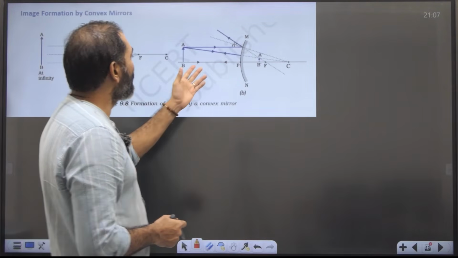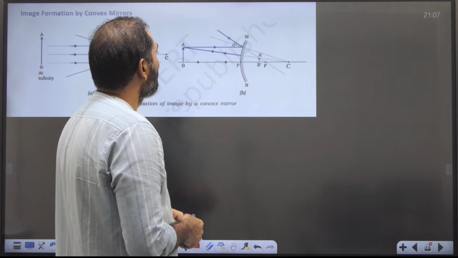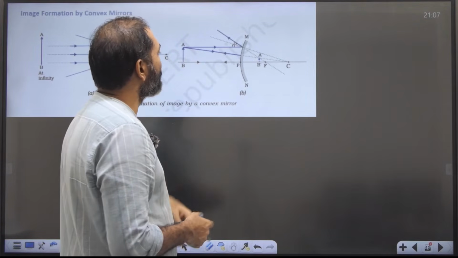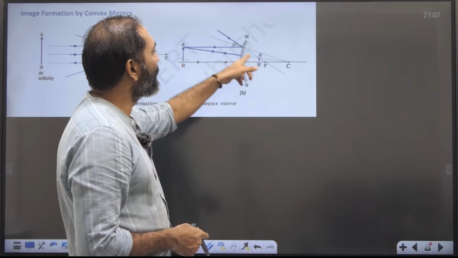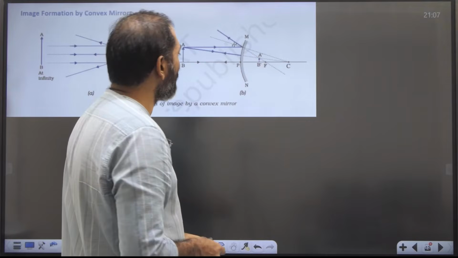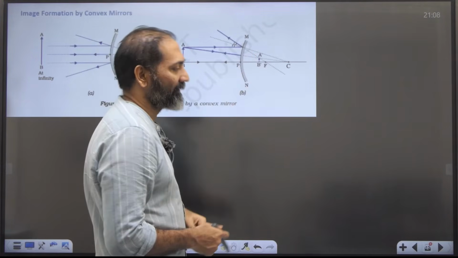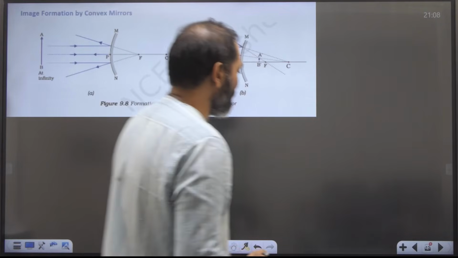Now, what happens in this case? Object is at this point, again we are considering two rays. And when we move it backward, we can see an image is formed between pole and the principal focus. What kind of an image? Virtual and erect and highly diminished.